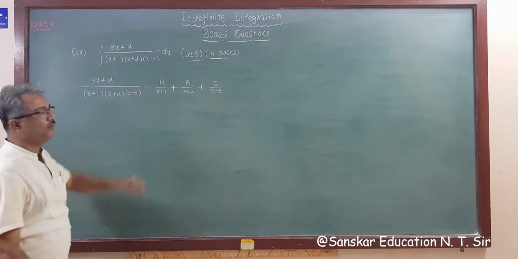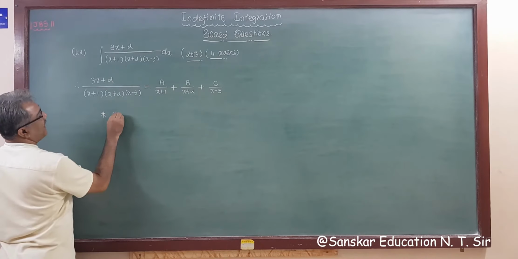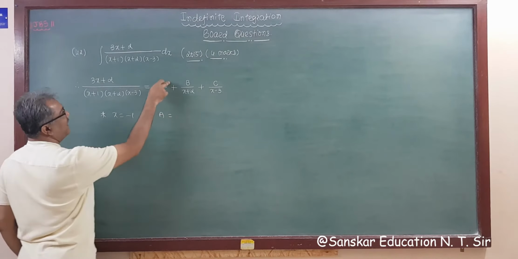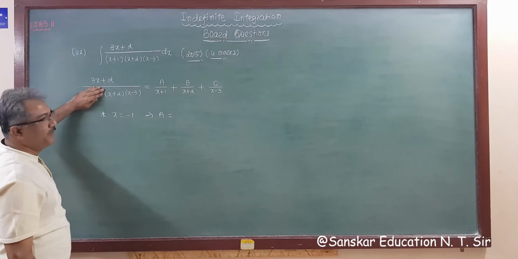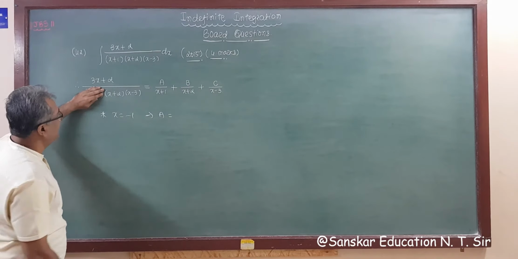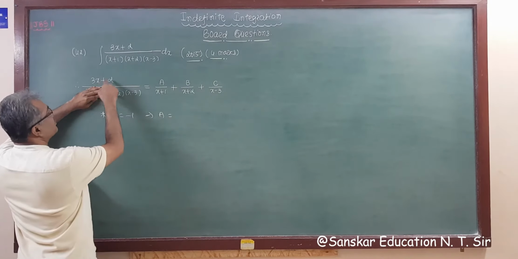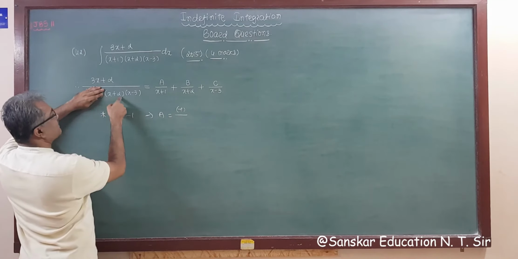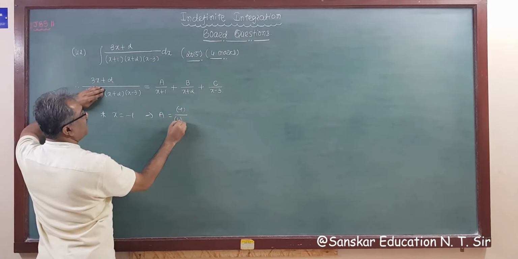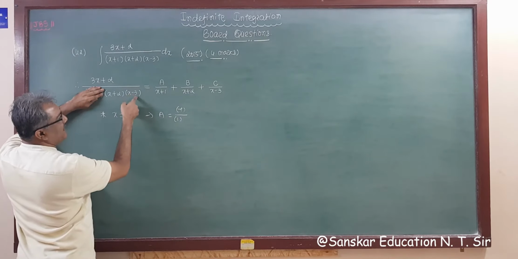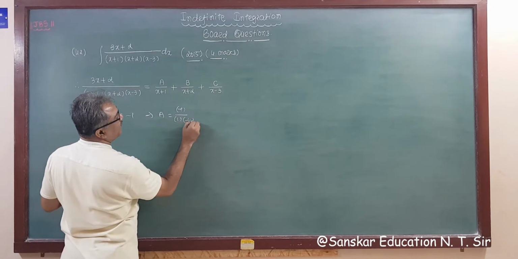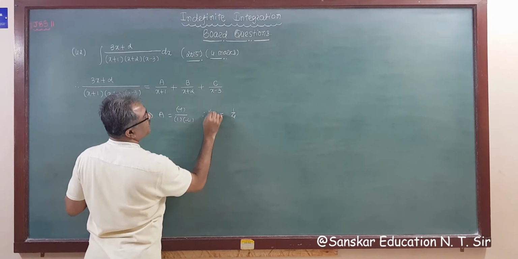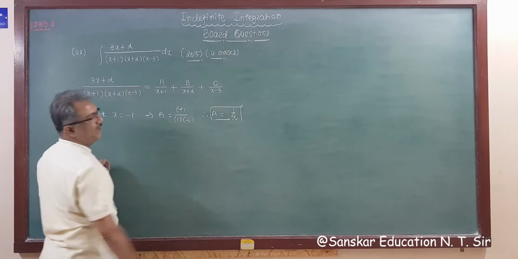Take x is equal to −1. If we take x is equal to −1, we will get the direct value of a. You have to remove this factor, you don't have to consider it. So x is equal to −1: 2 minus 3 is −1, 2 minus 1 is 1, and −1 minus 3 is −4. So we will get a directly as 1/4. So this is your first value, a.